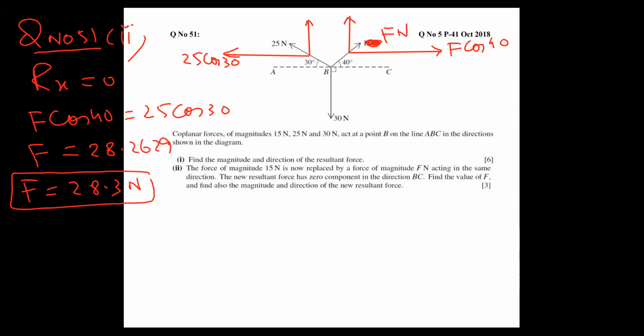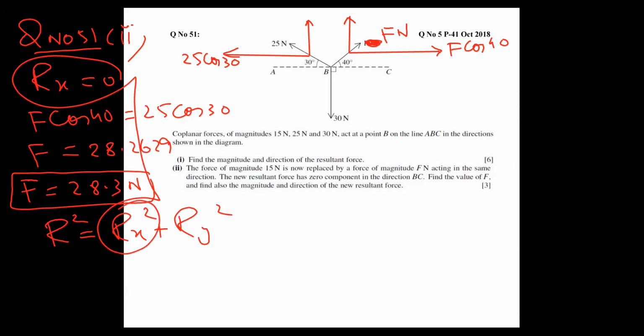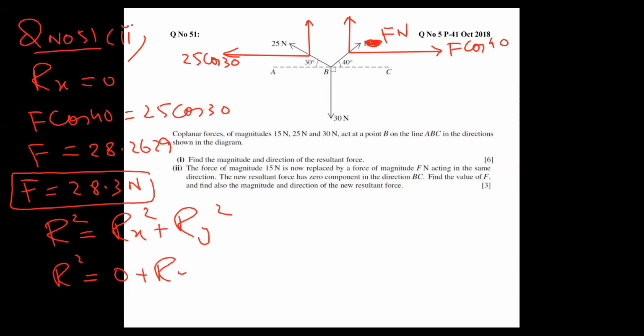So he said find the value of F, we got it, alhamdulillah, and also find the magnitude of the new resultant force. Common sense here, because whenever you find R, R squared equals Rx squared plus Ry squared, all of you are familiar. But according to the criteria, Rx is zero, so zero plus Ry squared, take the root of both sides, R is equal to Ry. It means the component acting up and down is my resultant. So I can say that Ry is what here? The top force is very clear.